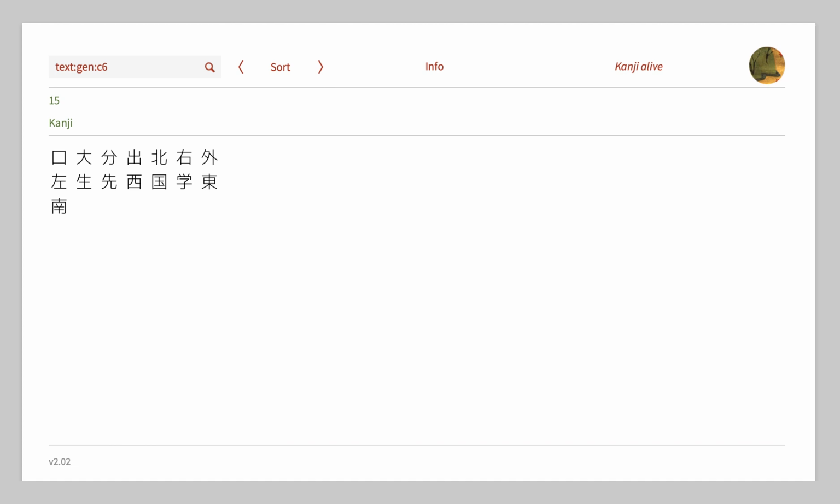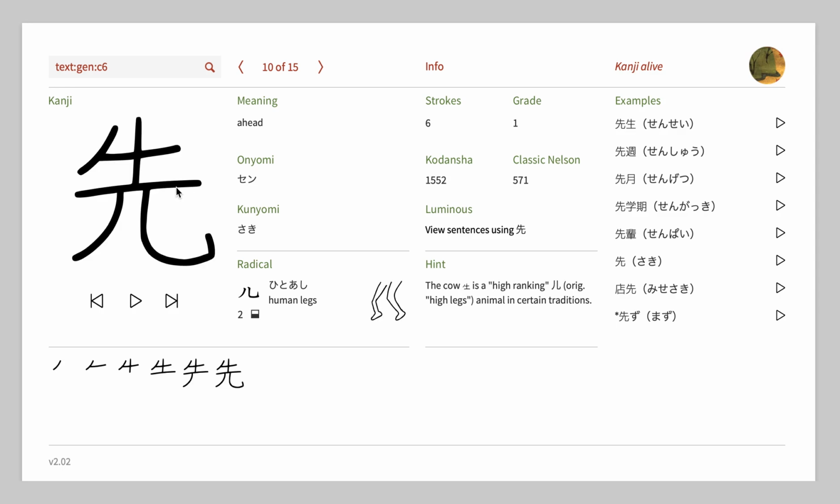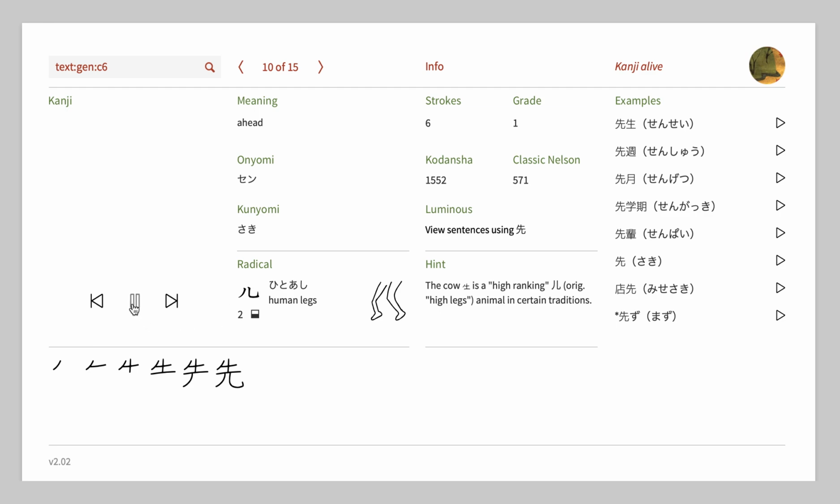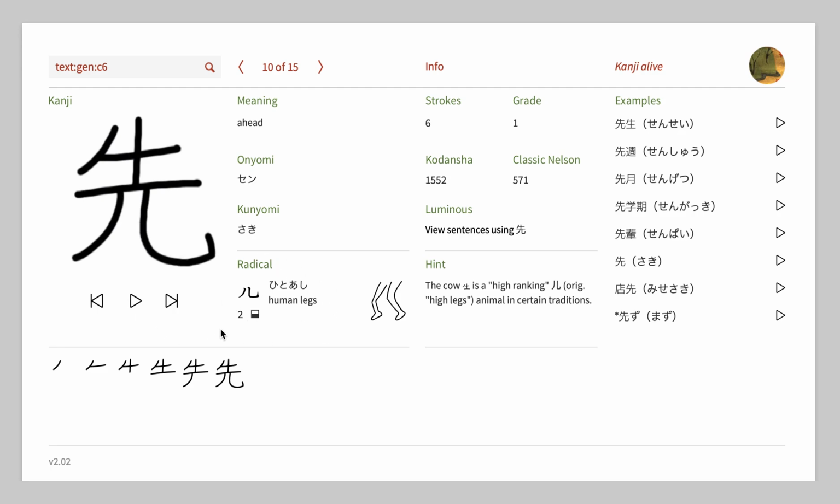Okay, the next 4 kanji here are all sort of school related if you're breaking things down into categories. So this kanji is the sen of sensei. Onyomi is sen. Kunyomi is saki, and it means ahead. And we have the stroke order. We'll take another look at that. Those last 2 strokes are the radicals.